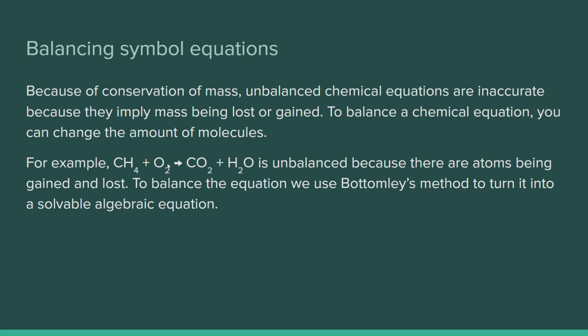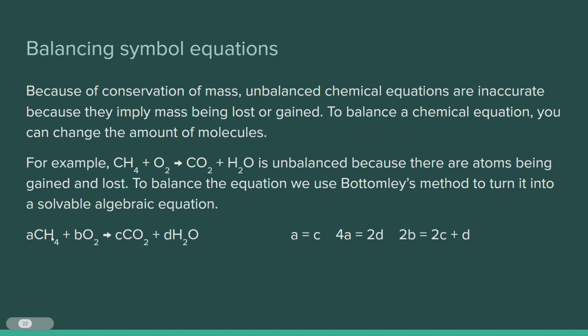So for example, CH4 plus O2 creates CO2 plus H2O, and that's unbalanced because it shows that more atoms are being created, like where the two hydrogens go over here. So to balance the equation, use Bottomley's method to turn it into a solvable algebraic equation. So just add coefficients: A CH4 plus B O2 creates C CO2 plus D H2O.